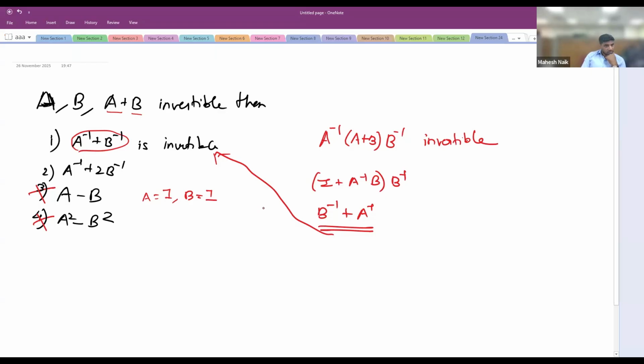Whereas in the second case, if I take A inverse to be 2I and B inverse to be maybe minus I, then the assumptions still hold, but this will again give us the null matrix and it will not be invertible. So the first option is true in this case.